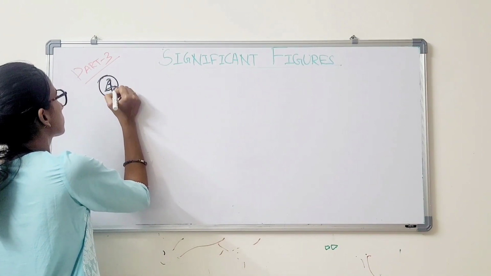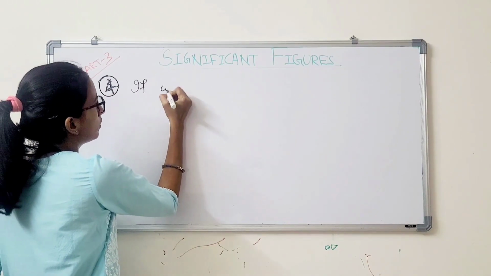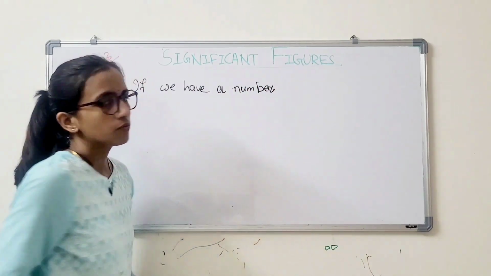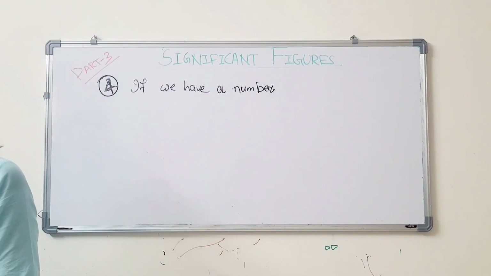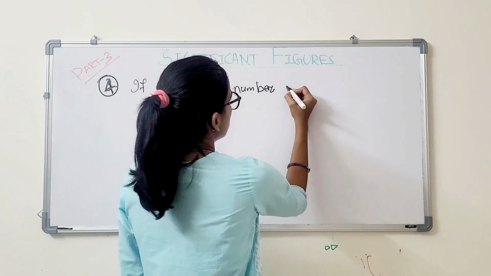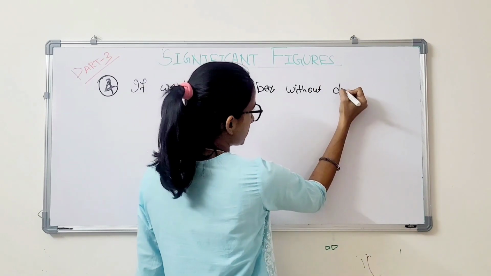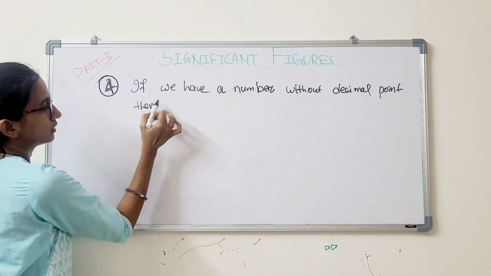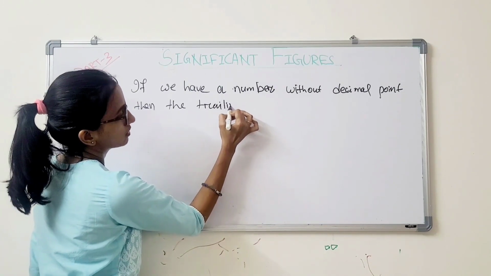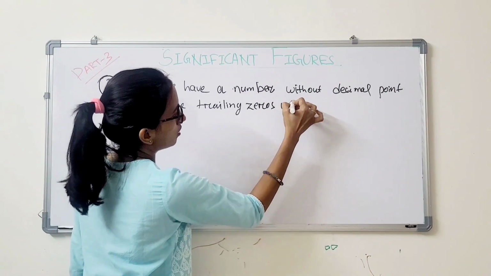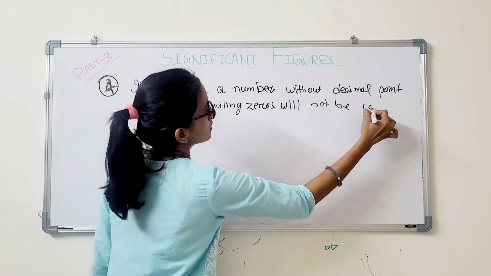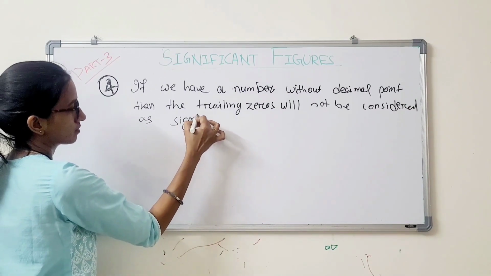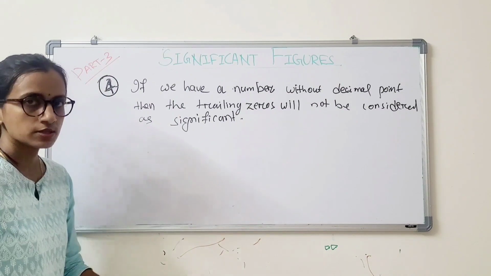Rule number 4 is, if we have a number without decimal point, then the trailing zeros will not be considered as significant. This is just the opposite of the previous rule.